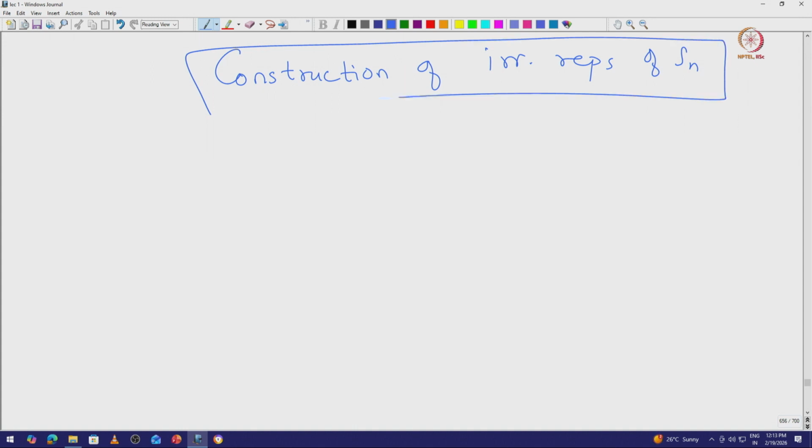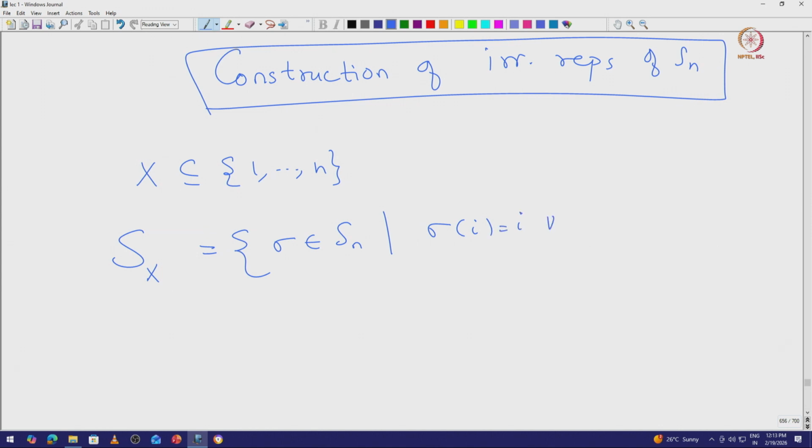Once we construct them, we also have a job to prove that they are indeed irreducible, but for that let us fix some notations. So, suppose we take a subset X of 1 to n, then we identify S x to be all permutations that fix elements outside of x. Okay, those permutations of S n which fix I for all I which are not in x. So, that is what we call S x.